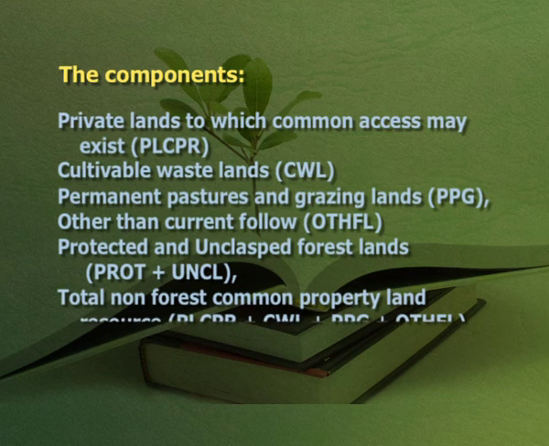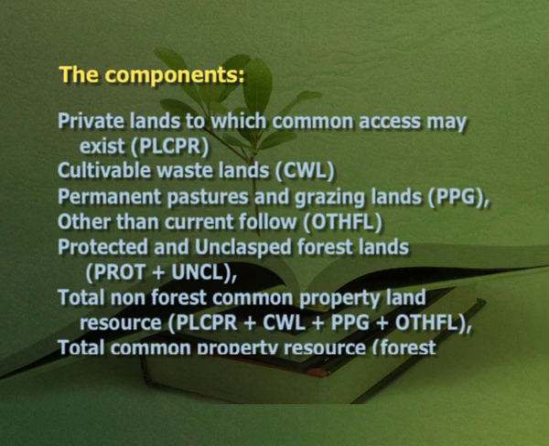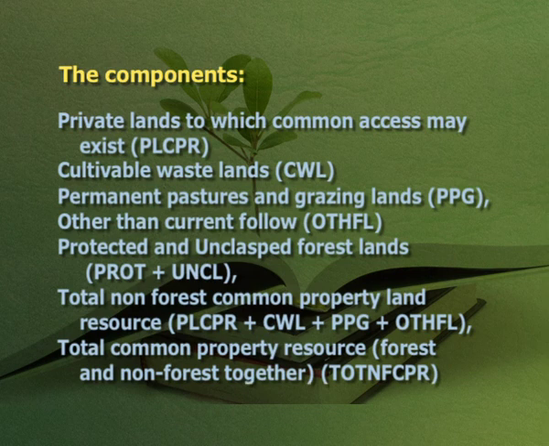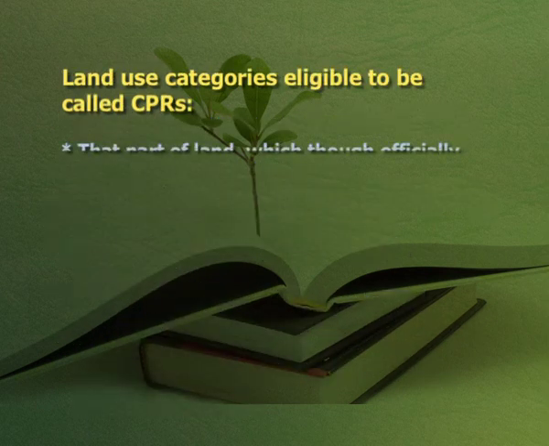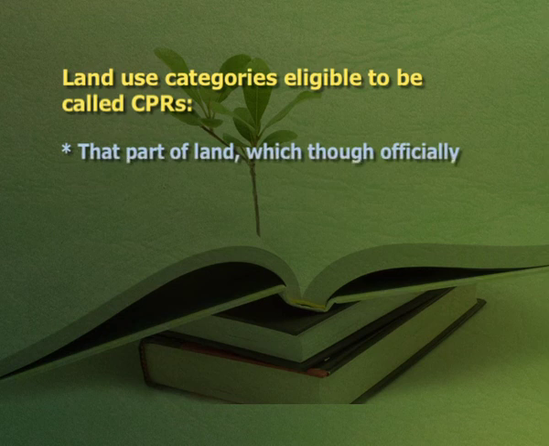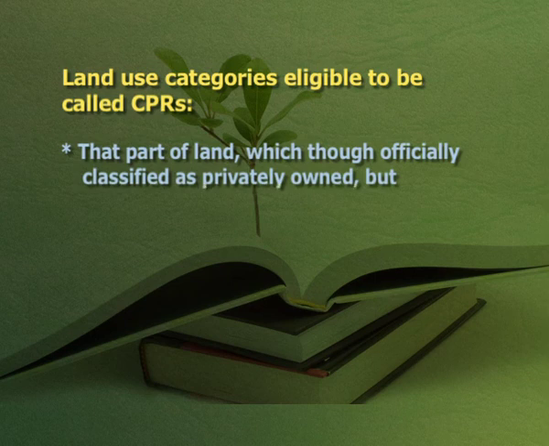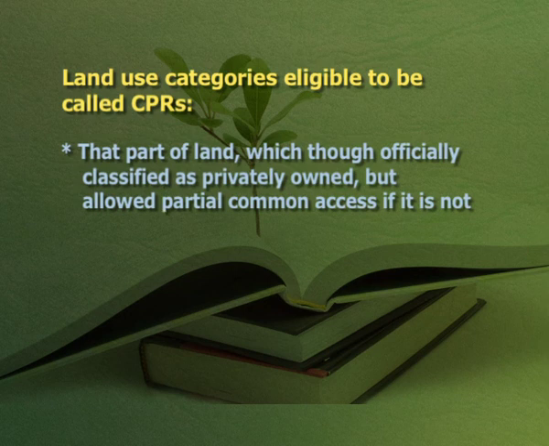property land resource, PLCPR plus CWL plus PPG plus OTHFL, total common property resource, forest and non-forest together, TOT NFCPR plus PROT plus UNCL. Land use categories eligible to be called CPRs. That part of land which, though officially classified as privately owned, is allowed partial common access, it is not shown.